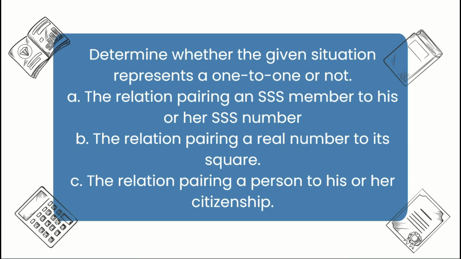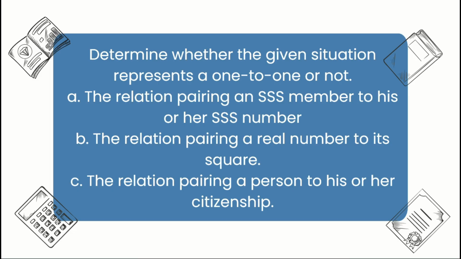And also, maraming tao pwedeng maging Filipino, or madaming tao ay Filipino. Maraming tao na American. So, this is simply a relation. Hindi siya function. And, of course, since hindi siya function, hindi rin siya one-to-one.